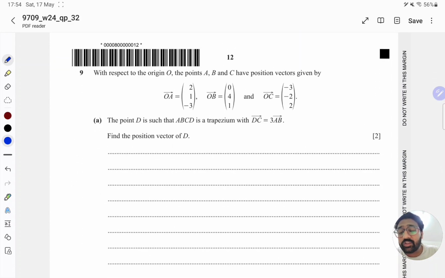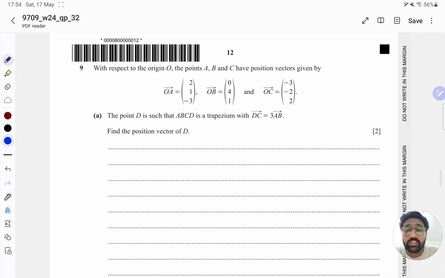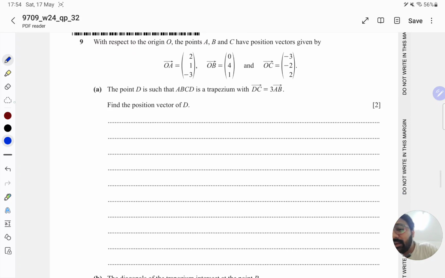Question number 9. Question number 9 says, with respect to the origin O, the points A, B and C have position vectors given by this, this and this. The point D is such that ABCD is a trapezium with DC equal to 3AB. Find the position vector D. So let me do it in steps.